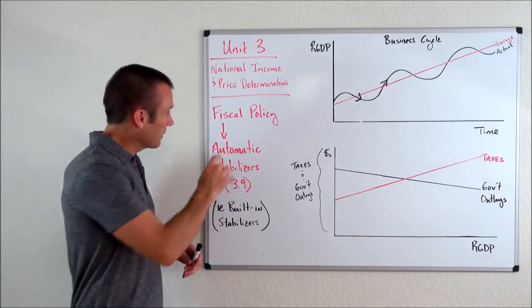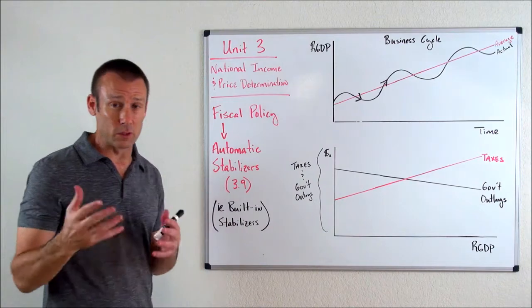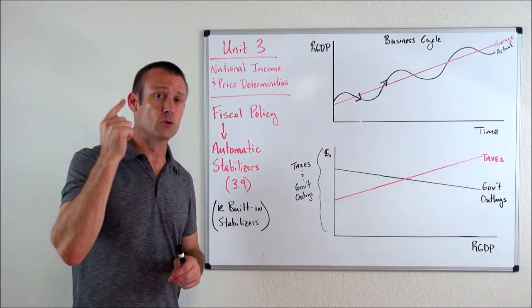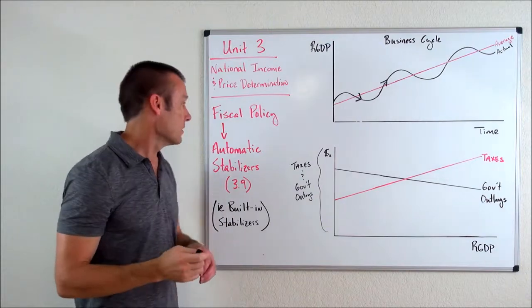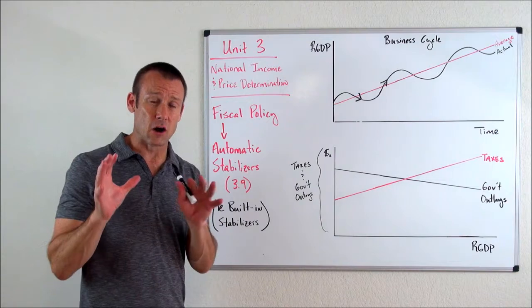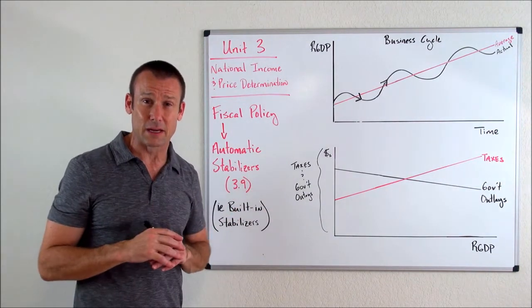I want you to understand that automatic stabilizers, we need to connect to fiscal policy. And once again, what is fiscal policy? The manipulation of the government's budget to stabilize the economy. So when we talk about our automatic stabilizers, we're talking about things that are in the government's budget that will work automatically to stabilize the economy.